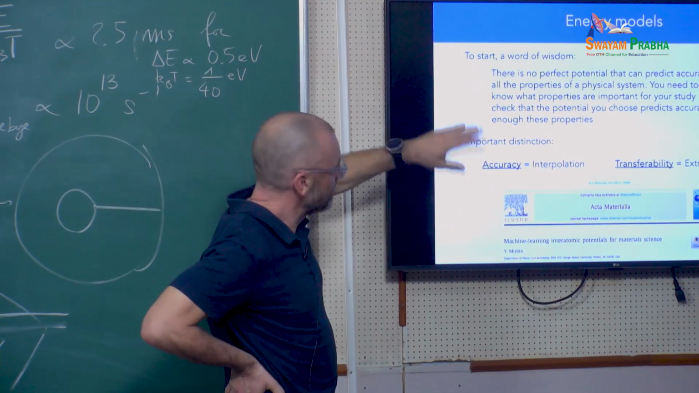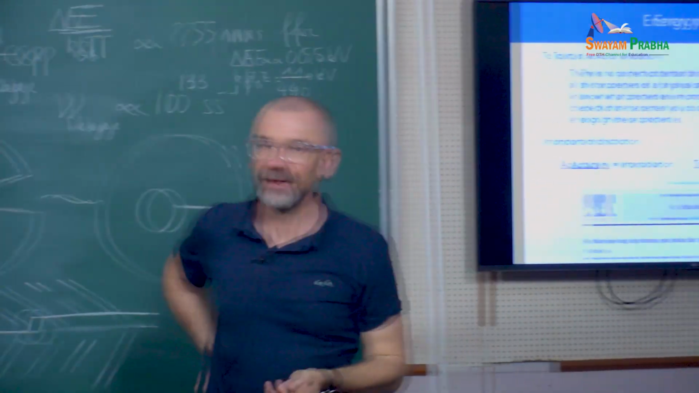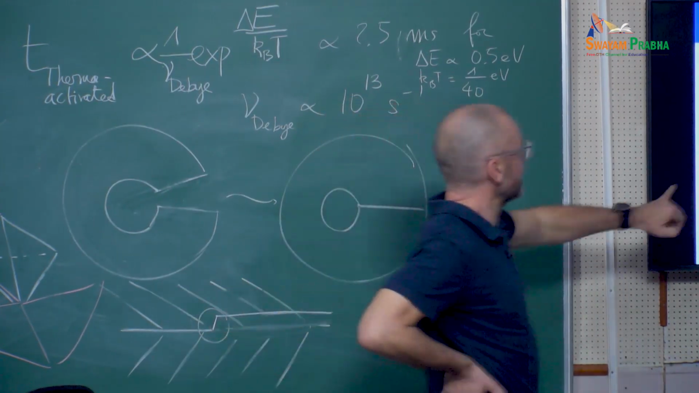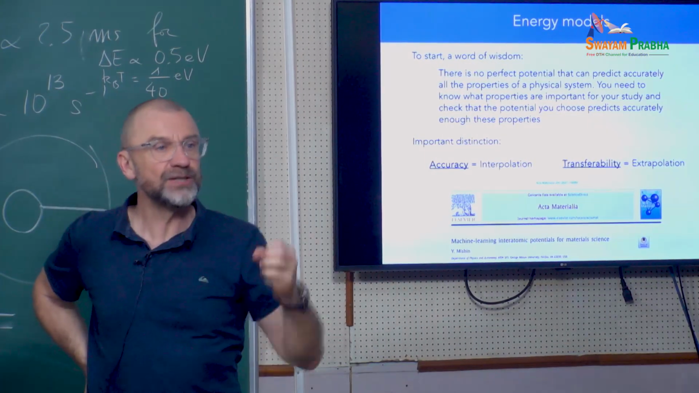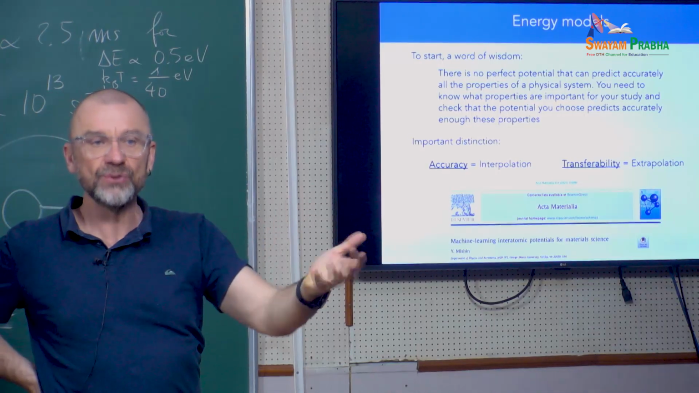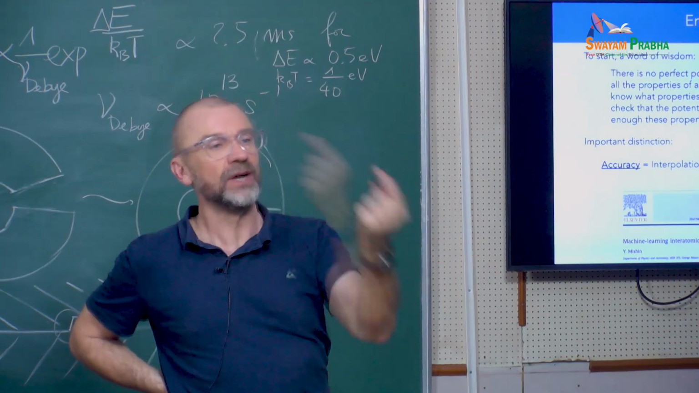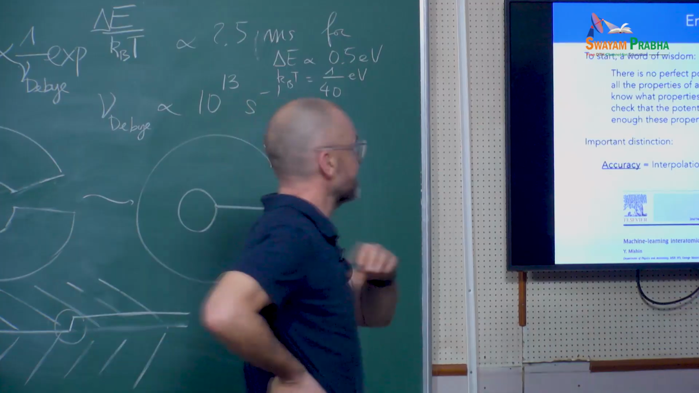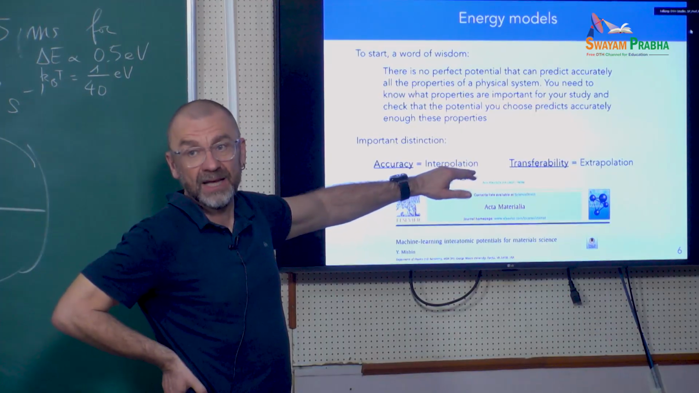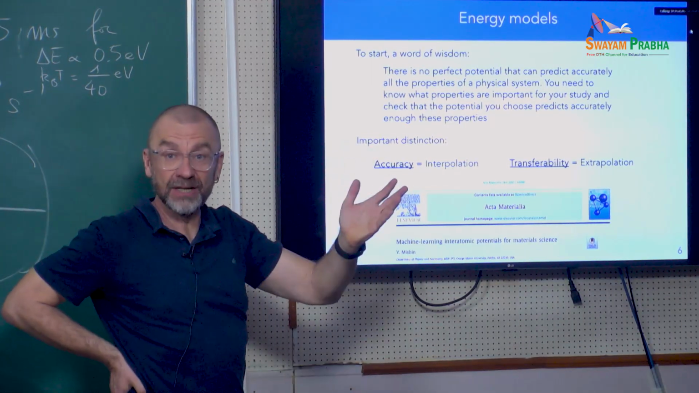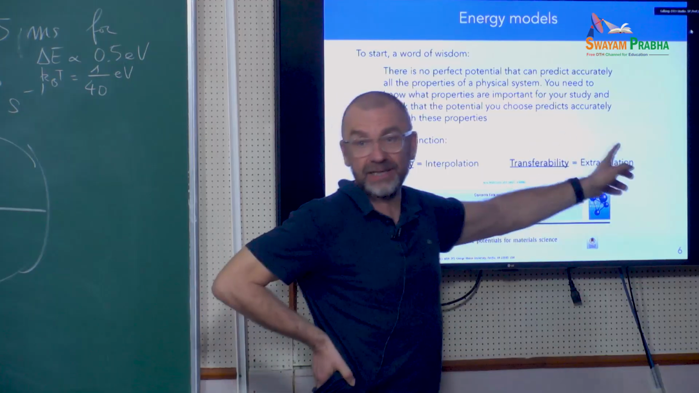An important distinction, in particular nowadays with the machine learning potentials, is the difference between accuracy and transferability. A potential is accurate, especially a machine learning potential, when it can well interpolate between the configurations that we have used to train the potential. It is transferable when it can predict new structures that were not in the initial database. So transferability is extrapolation, accuracy is interpolation. And there are many machine learning potentials that are very good at interpolating. They are super bad at extrapolating.